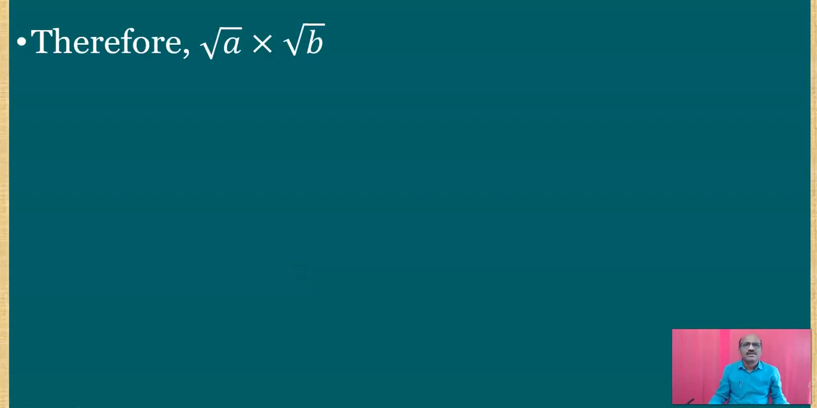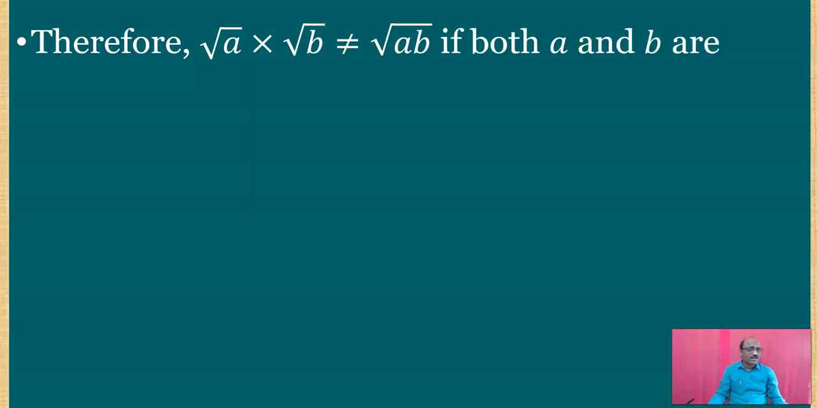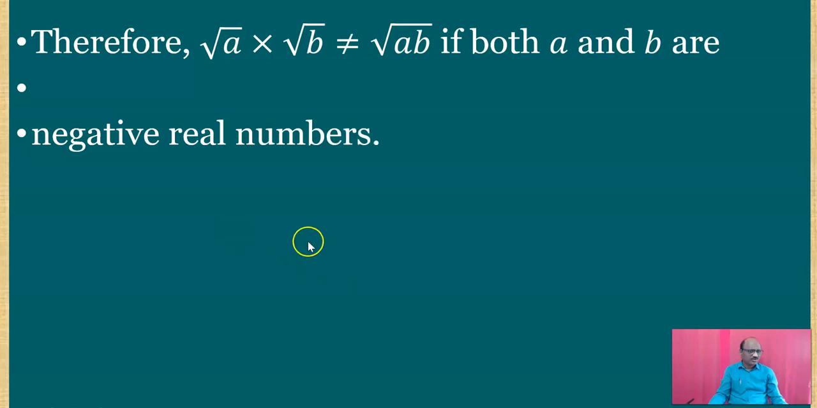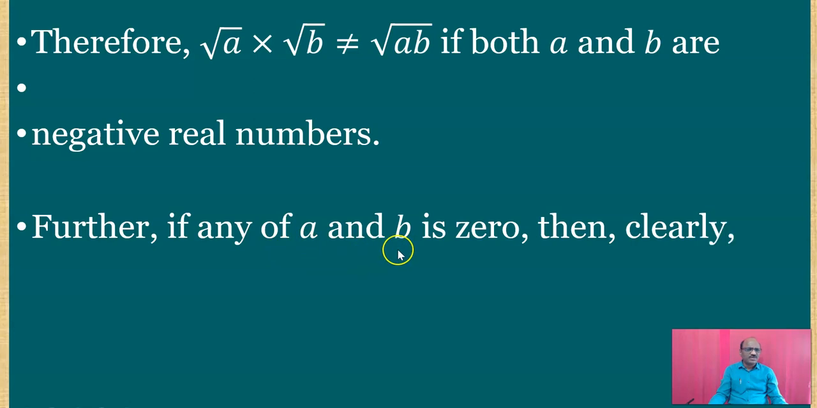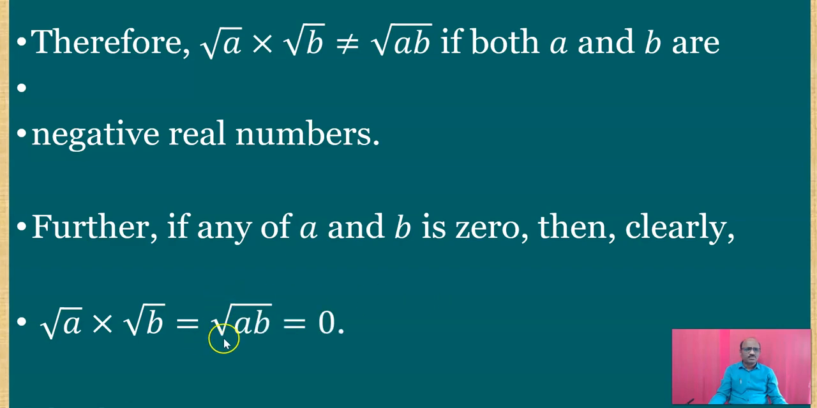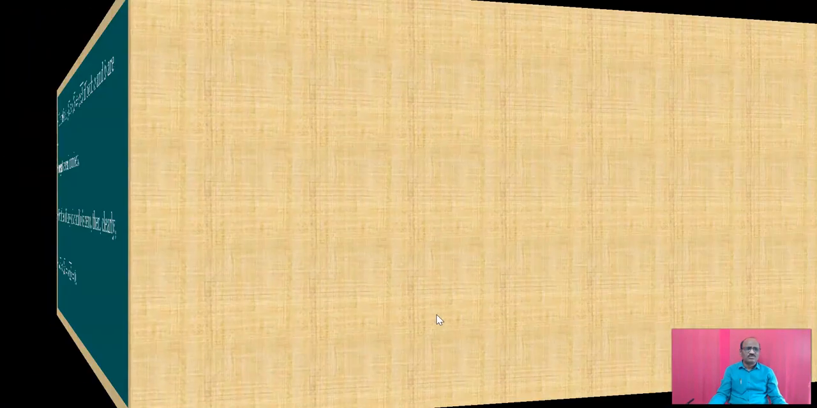Therefore, root a into root b is not equal to root of ab if both a and b are negative real numbers. Further, if any of a and b is 0, then clearly root a into root b is equal to root of ab, and that is equal to 0.